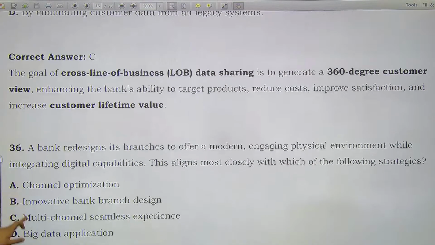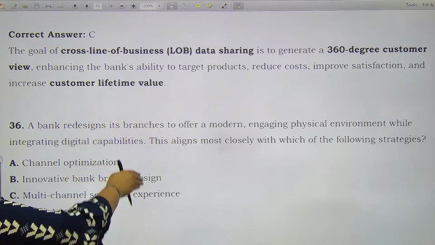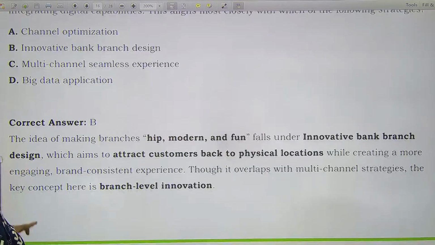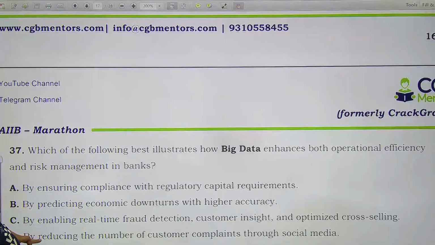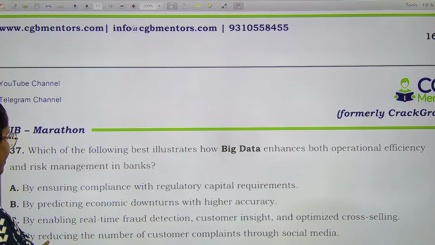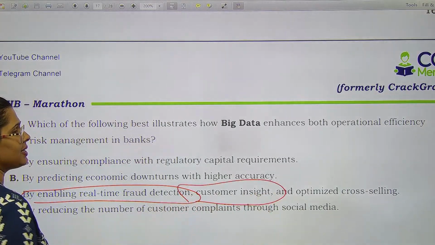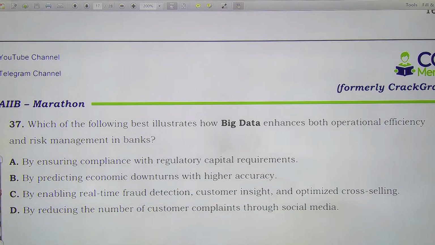Now, a bank redesigns its branches to offer a modern, engaging physical environment while integrating digital capabilities. So, now what kind of strategy is it? It is an innovative bank branch design, right? Where you are designing the branches for the physical environment as well as the digital capability. Next, which of the following best illustrates how big data enhances both operational efficiency and risk management in the banking business? So, it enables real-time fraud detection. We get customer insights and optimized cross-selling also.